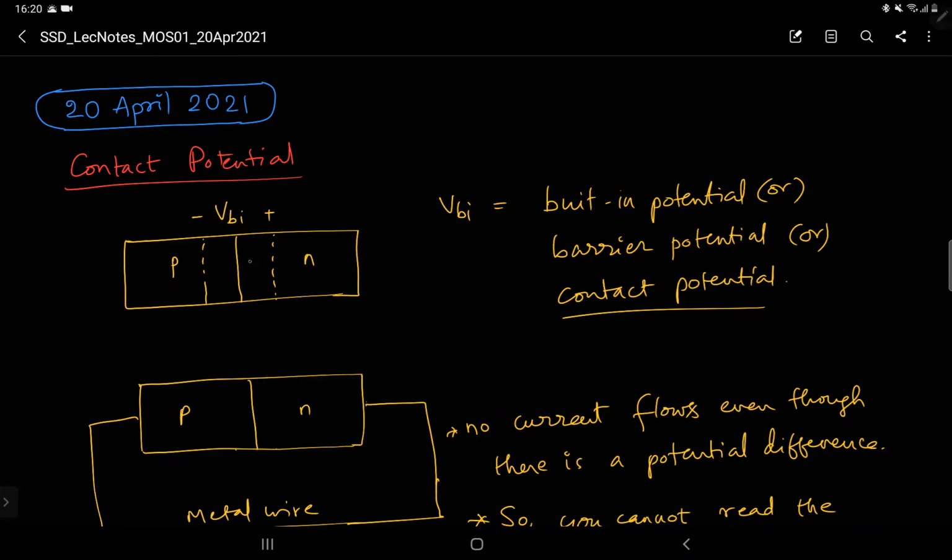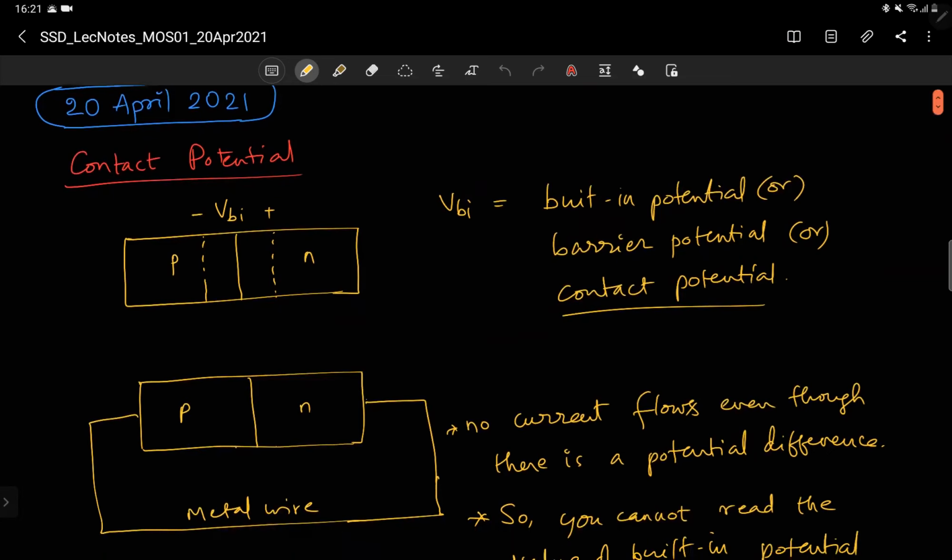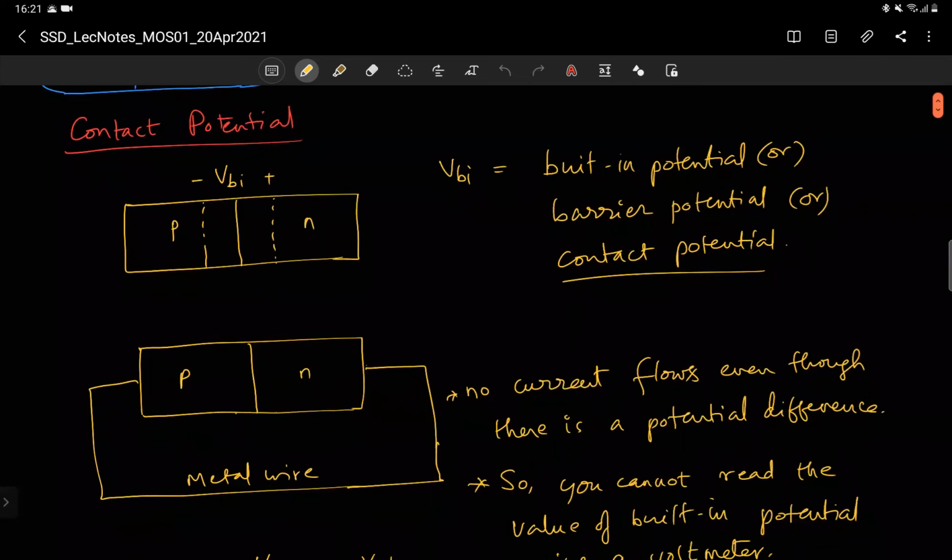So in PN junction, you have seen that there exists a built-in potential VBI, and N side is positive because there is donor dopant charge, positive charge, and P side Na minus is there, so negative charge. So positive to negative, there is a potential difference, that is VBI, and we call it built-in potential or barrier potential, or sometimes even contact potential. So why is this word contact used in contact potential? So we'll try to understand that.